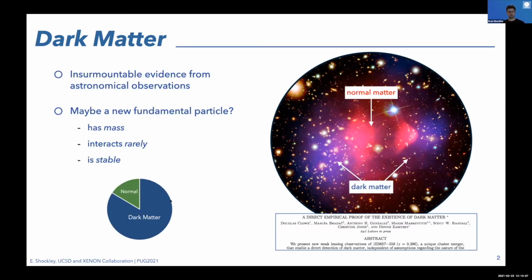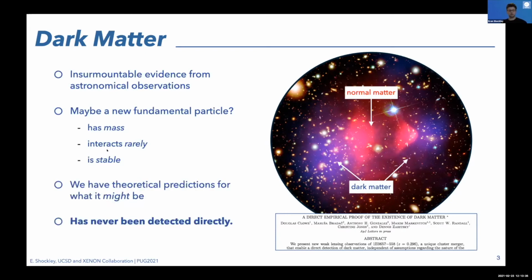So based on the observations we think that it could be a new fundamental particle that we just haven't detected before. Based on those observations, we know that it has to have some properties. It has to have mass because we see its gravitational interactions. It has to interact with normal matter very, very rarely, if at all. And it has to be stable relative to the age of the universe because we know that it's been around for a long time. And there are some theoretical predictions for what type of particle this might be. So things like WIMPs or axions, and there are many others I won't go into here.